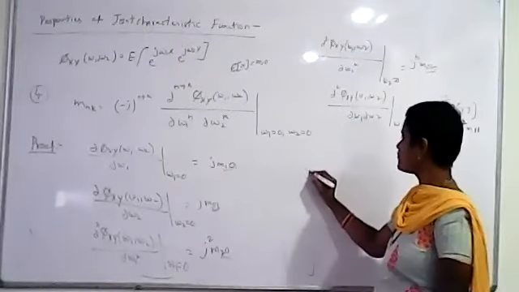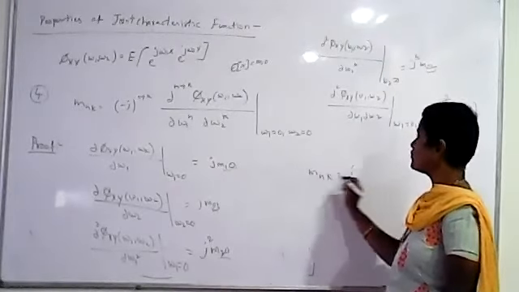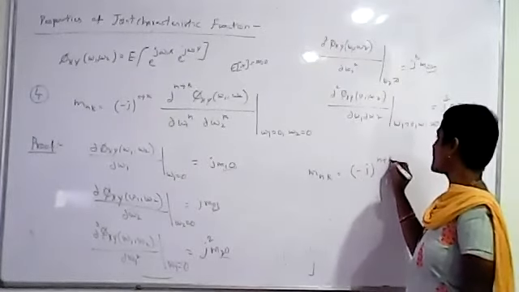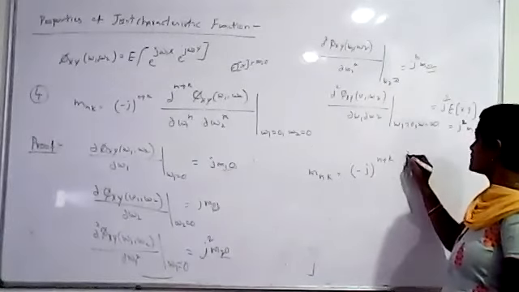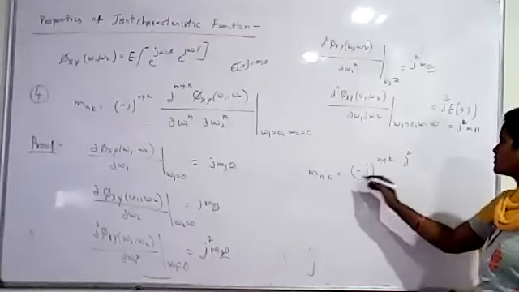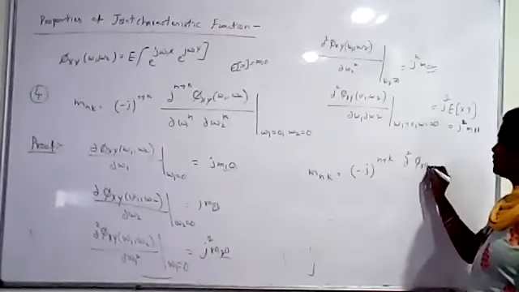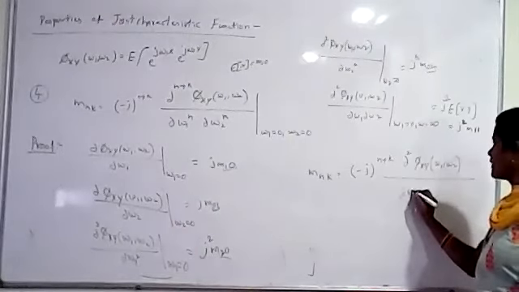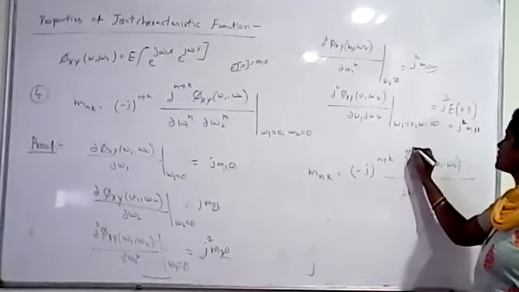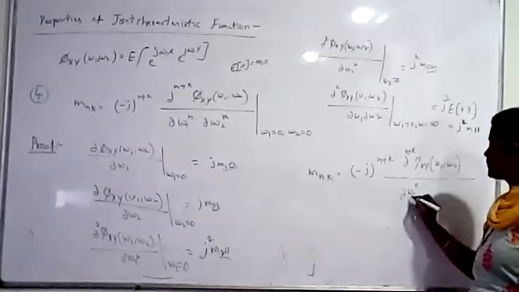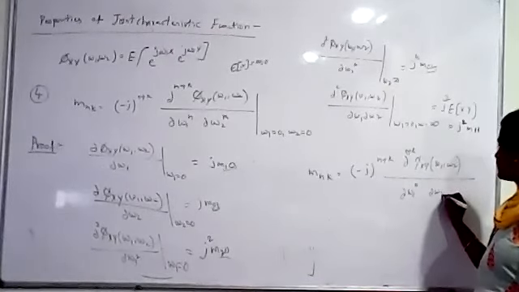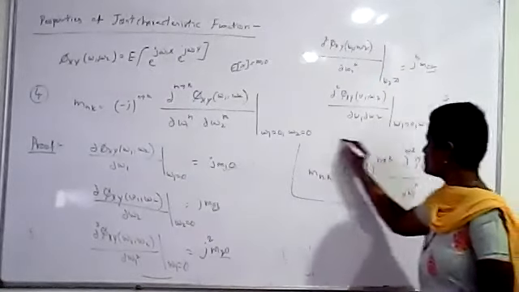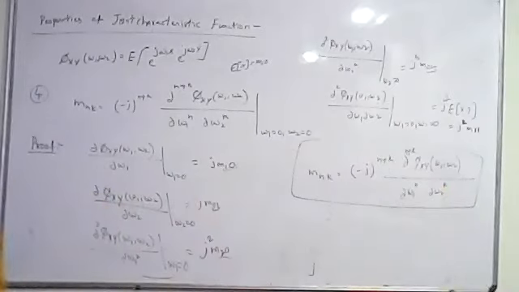So the general equation for m n k will be, now sending this j to the other side, we get minus j power n plus k. If you do partial differentiation only once, we get 1 0 or 0 1 like that, okay? Phi xy of omega 1 comma omega 2 by dou omega 1 power n, dou omega 2 power k. Here we are doing partial differentiation of order n plus k. Like that we can obtain the joint moments from the joint characteristic equation. Any doubts here?